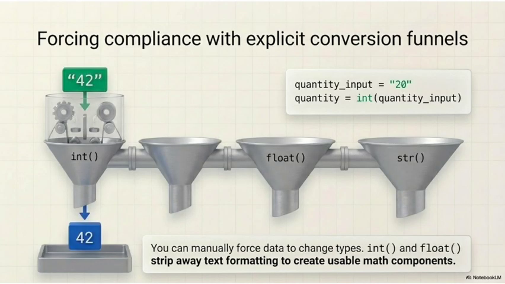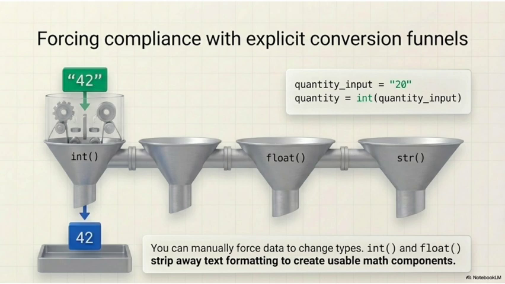The solution to the input function trap is explicit type conversion. You take control of the type instead of hoping Python guesses correctly. Now the 3 labeled funnels here represent the 3 main conversion types. Int strips away text formatting and converts to a whole number. Float converts to a decimal number. Str converts a number back to text.